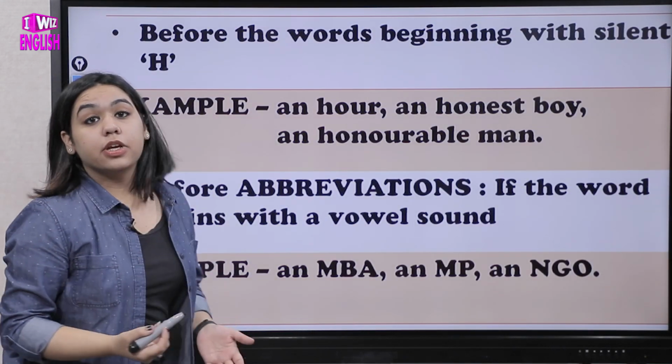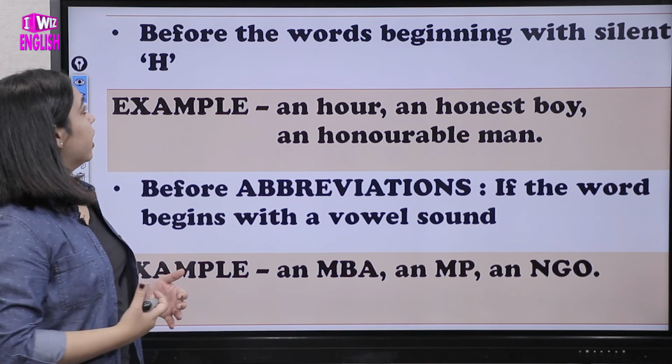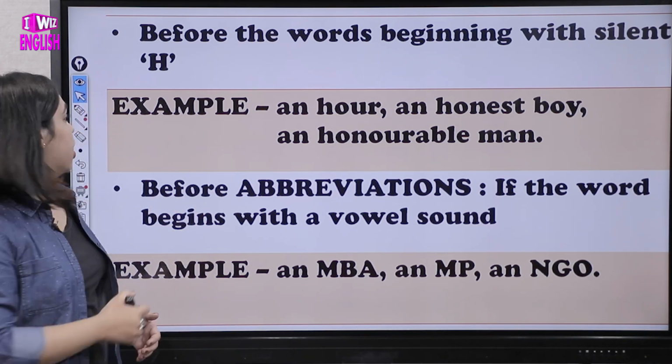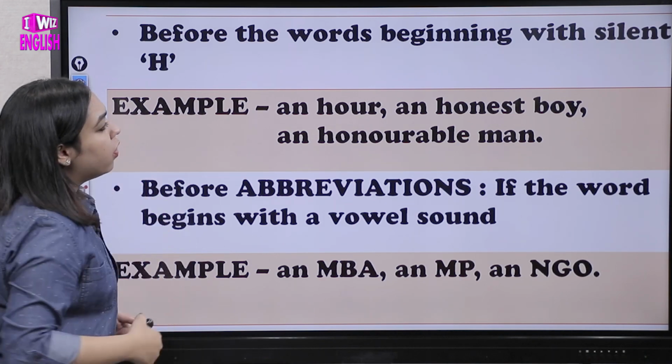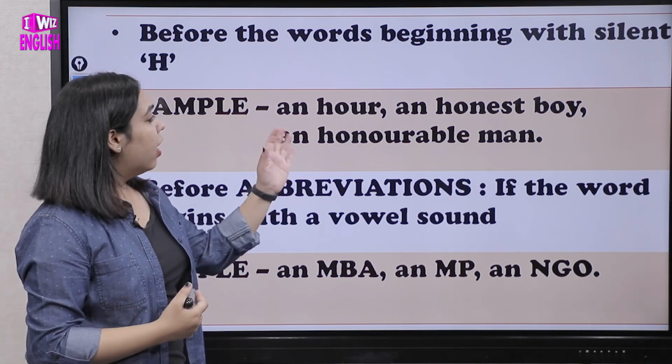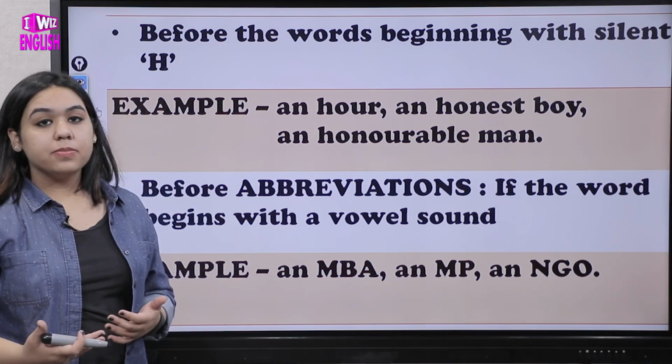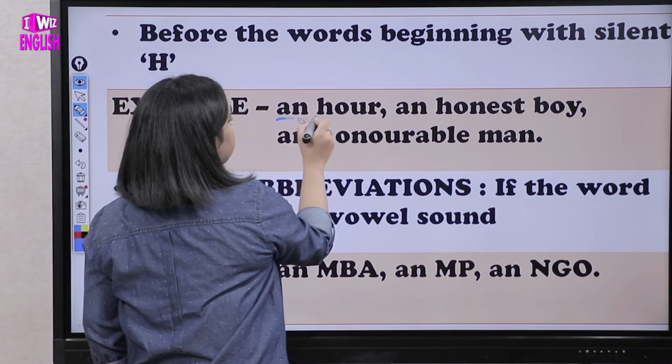Now, where else can we use the article an? It is used before words beginning with a silent H. Whenever we talk about something like, I have an hour to work, an hour left, why do we use an here?